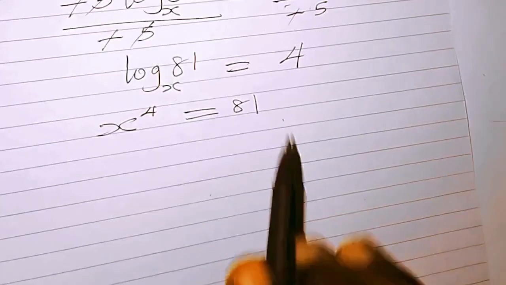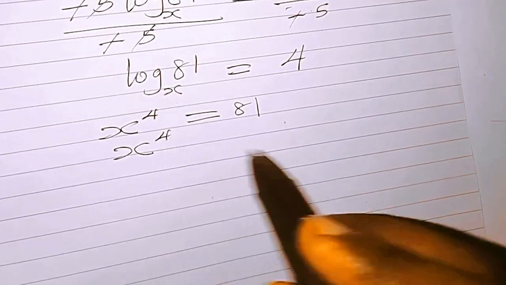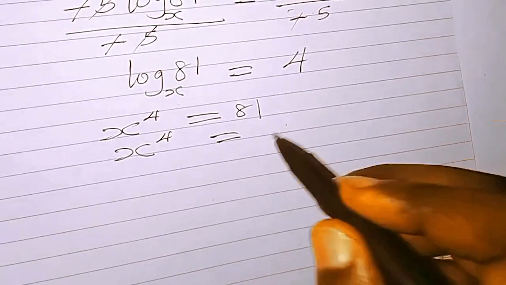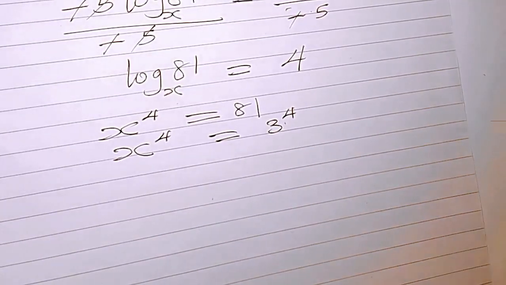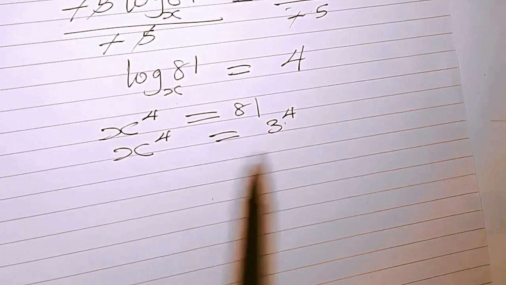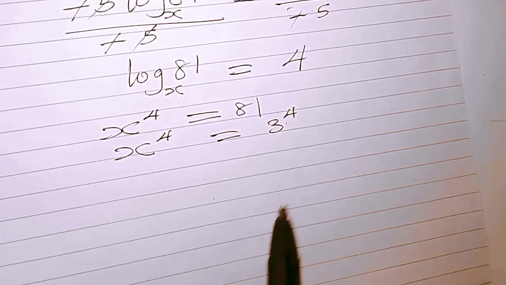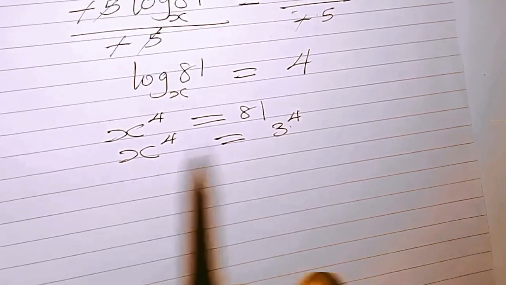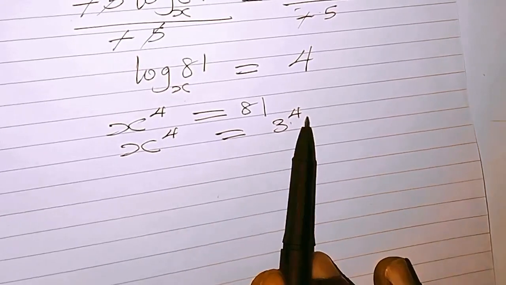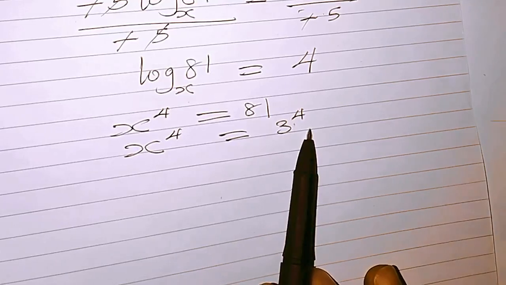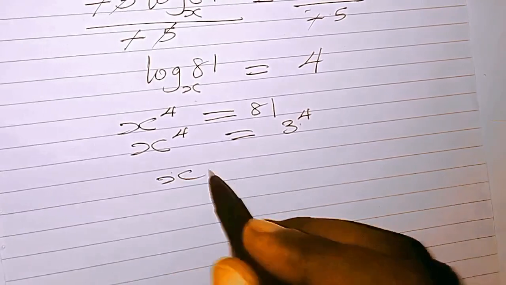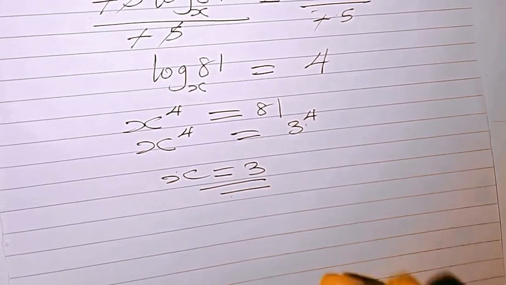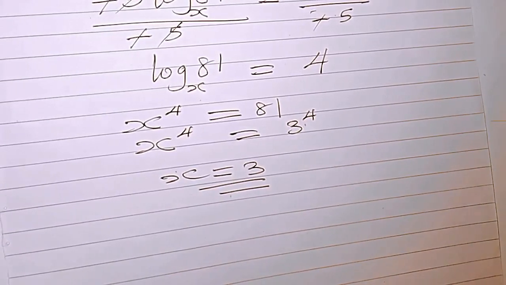Now we have x raised to the power of 4, and 81 can be written as 3 raised to the power of 4. In this case, we have an exponential equation in our hands. So we can basically equate the two exponential expressions. Because they have the same powers, the bases will be equal. So equating the bases, our x is actually going to be 3. And that is the answer to the value of x in that question.